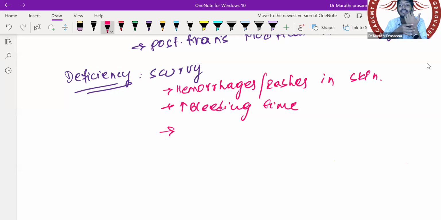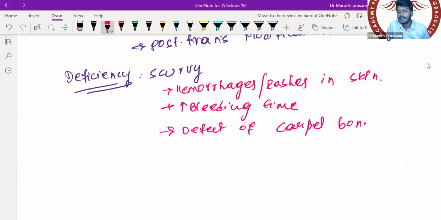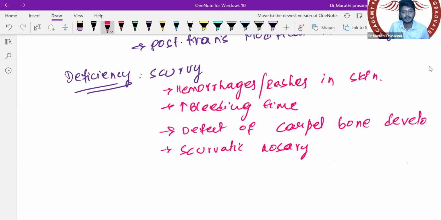Then the next one is that in the children, which bones are present here? They are called the carpal bones. So carpal bones do not develop properly, which can lead to a defect of carpal bone development. Then there is one more thing called scorbutic rosary, which is possible.